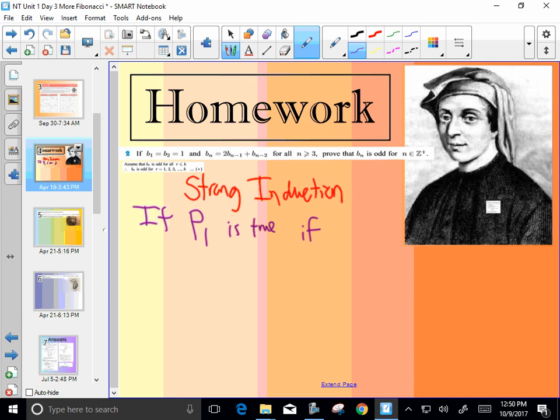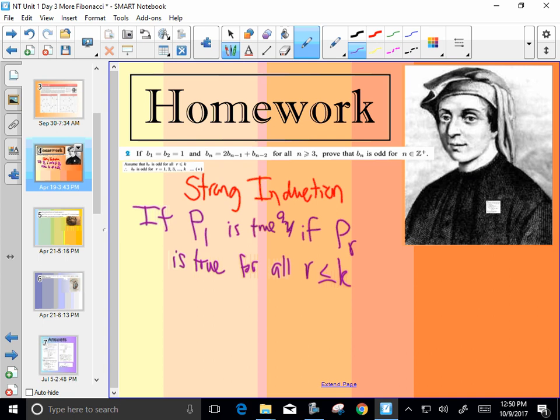So here, if this helps, just write this down. If P1, proposition 1, P isn't a variable, it's a proposition, with n equal to 1 is true. And I'm going to put a little "and" here: if P of R is true for all R less than or equal to K.